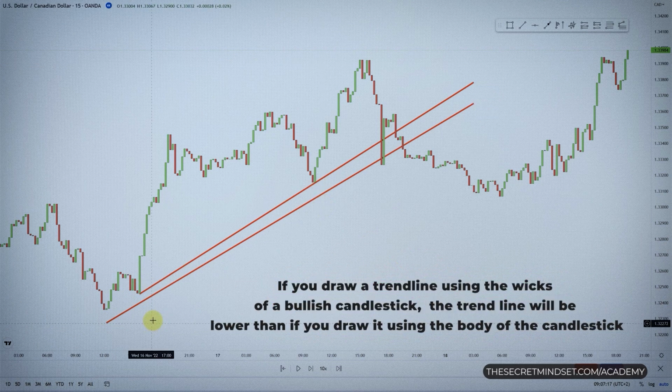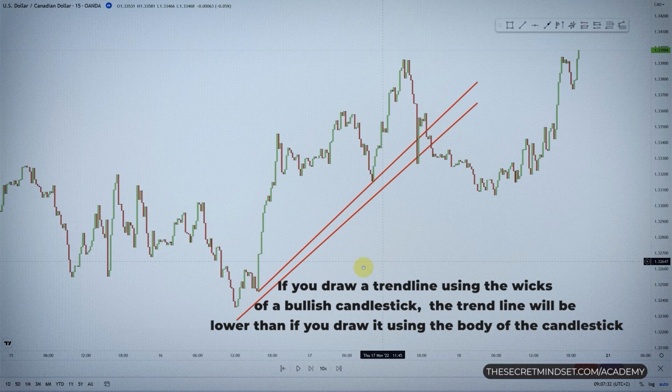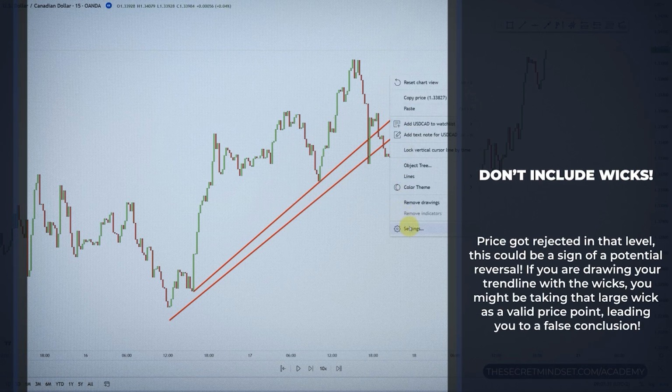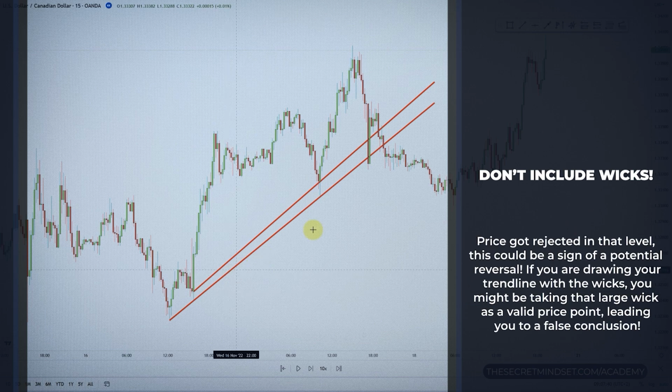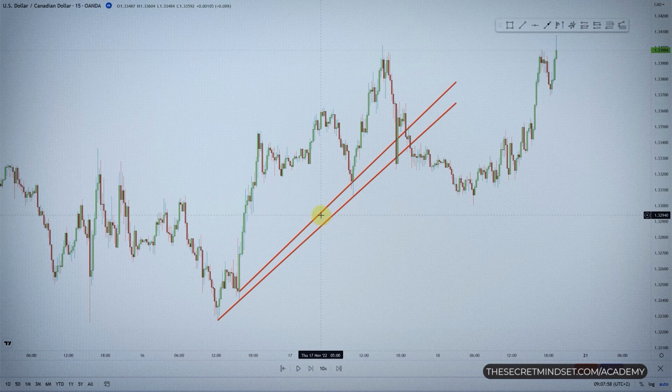For example, if you draw a trend line using the wicks of a bullish candlestick, the trend line will be a bit lower than if you draw it using the body of the candlestick. This difference may not seem significant, but it can make a big difference in the outcome of a trade. When you have a large wick on one side of the candle, it could indicate that the price got rejected at that level. This could be a sign of a potential reversal. But if you are drawing your trend line with the wicks, you might be taking that large wick as a valid price point, leading you to a false conclusion. So start drawing trend lines using only the body of the candlesticks.